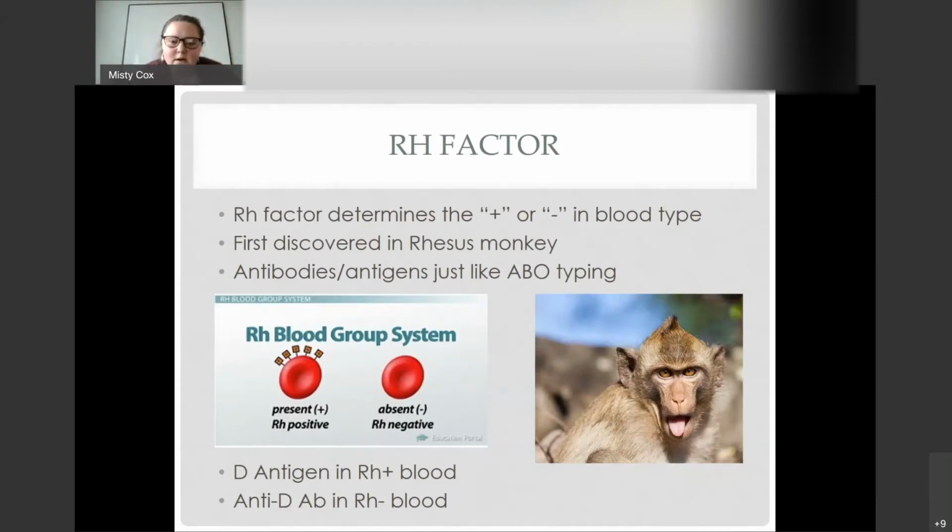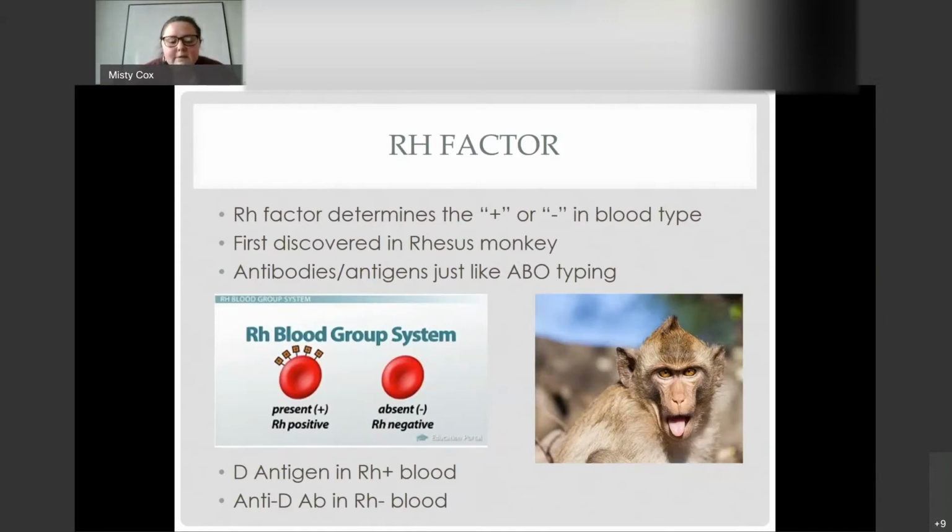So just like on the ABO blood typing that we already talked about, with positive and negative blood typing, if your blood type is positive, you have the D antigen, so it's present on the red blood cell surface. If it's negative, you do not have the D antigen. So if it's positive, you have the D antigen. If it's negative, you don't.